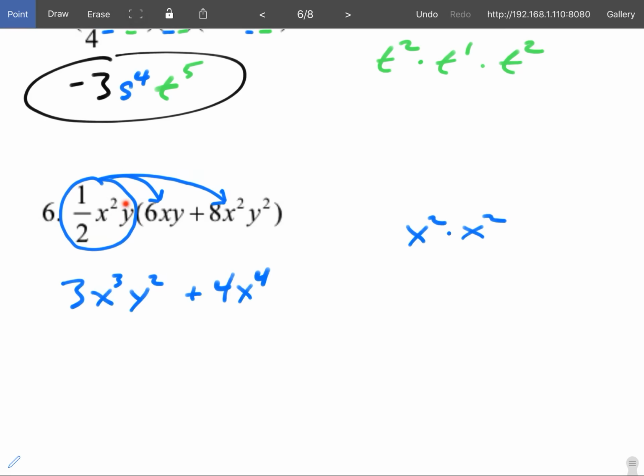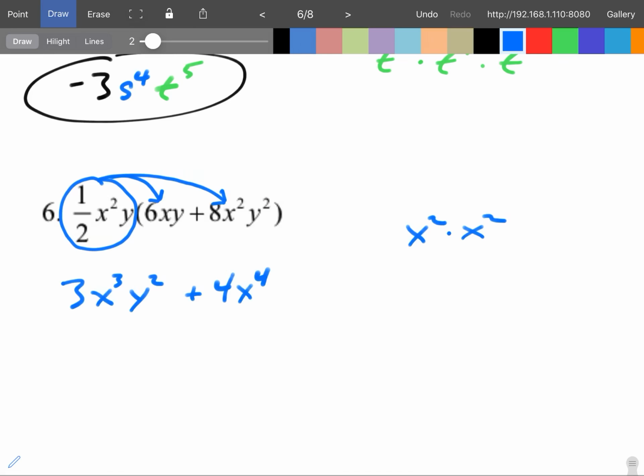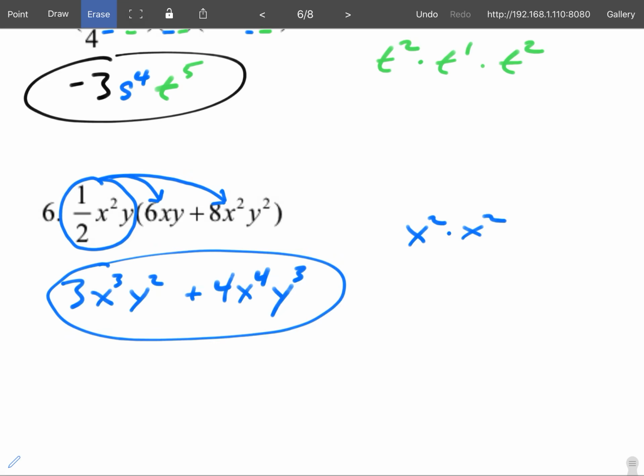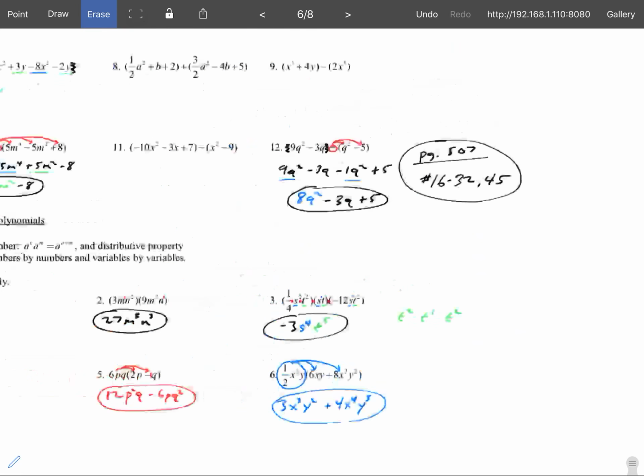And then you're going to do this y right here times the y squared. So again, you're doing y to the first times y squared. If you add the powers, you're going to get y to the third power. So that's number 6. And I think that'll pretty much do it for that page, right?